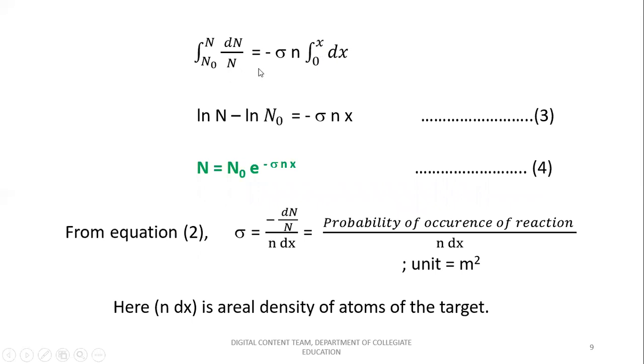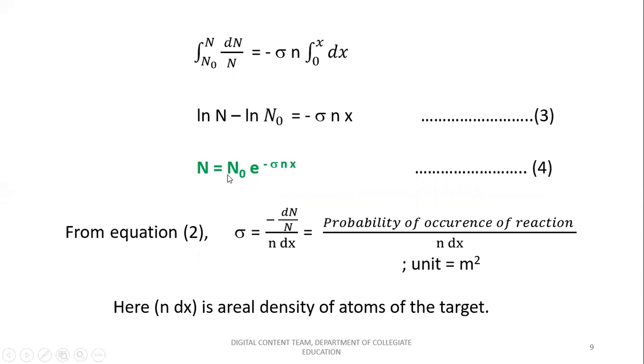So integrating and substituting the limits, you get the expression ln n minus ln n naught, which is equal to minus sigma n x. Call this equation 3. And so taking the exponential function on both sides, the left hand side becomes n, n naught is transferred to the right, so n equals n naught e to the power of minus sigma n x.